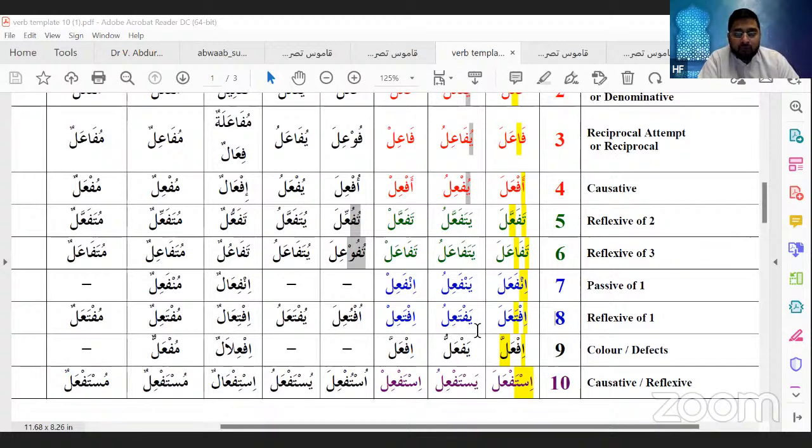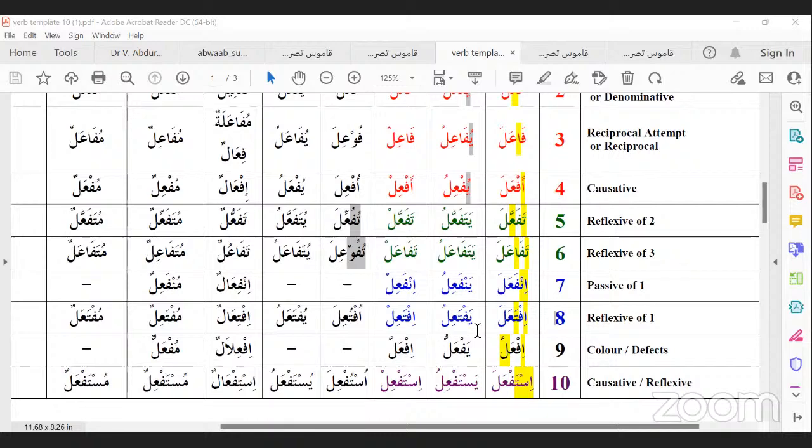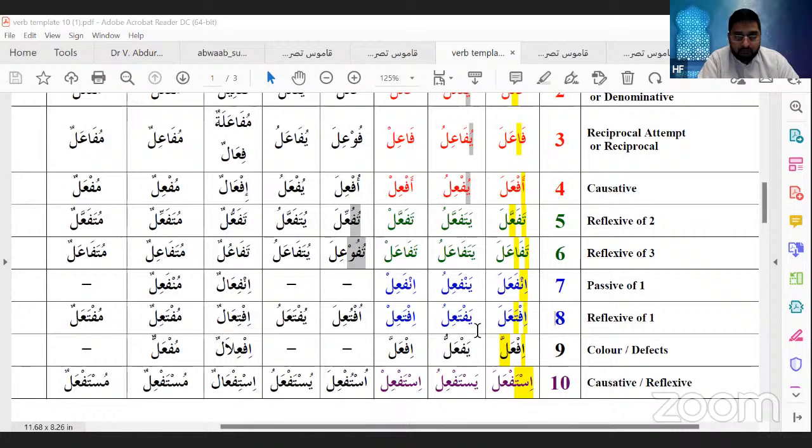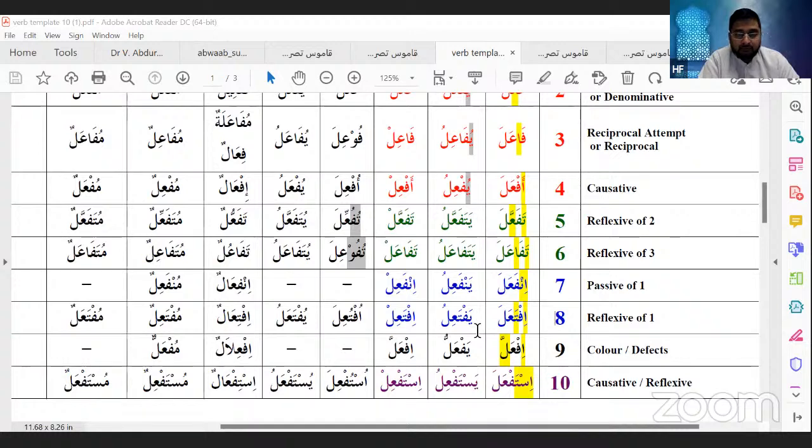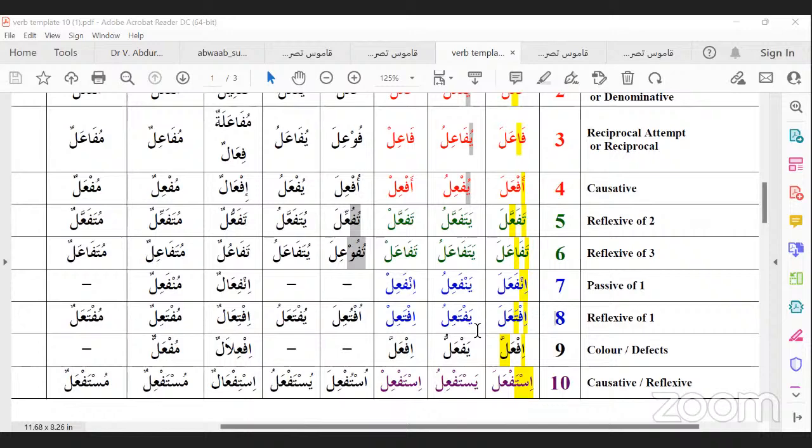Yajtami'u, Yajtami'ani, Yajtami'una, Tajtami'u, Tajtami'ani, Yajtami'na, Tajtami'u, Tajtami'ani, Tajtami'una, Tajtami'ina, Tajtami'ani.